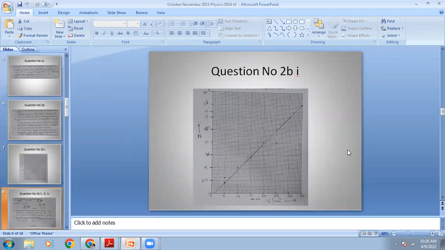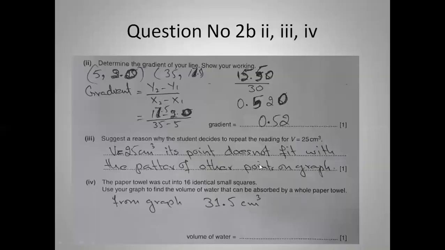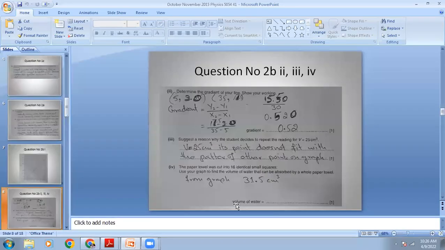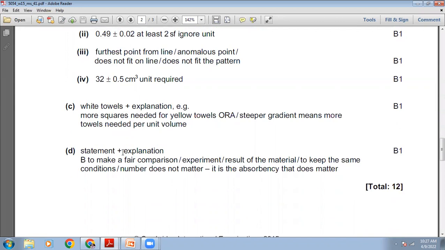If you have the hard copy of this paper, then you can do this. The paper towel was cut into 16. From the graph, I can tell 31.5 cm³ of water. 31.5 means about 32. So let's have a look: 32 plus or minus 0.5 cm³. So our answer is perfect.